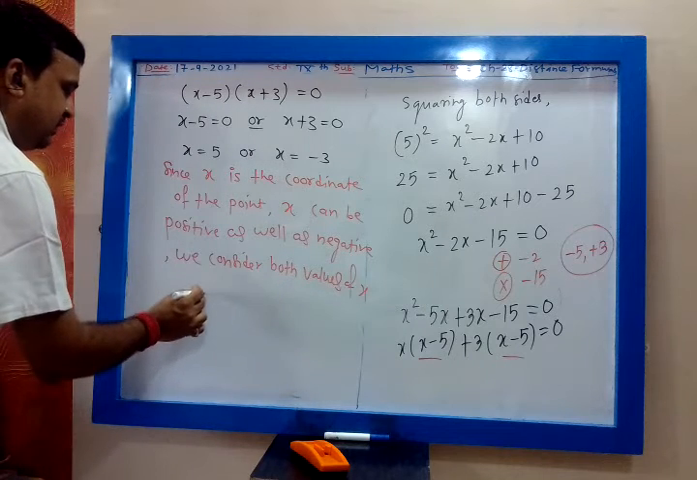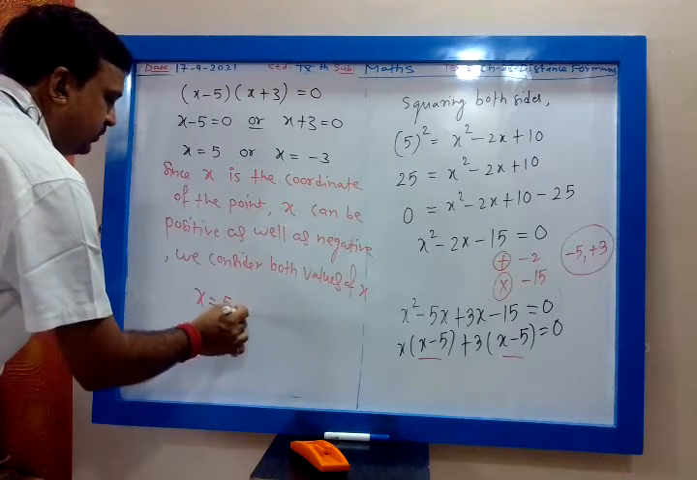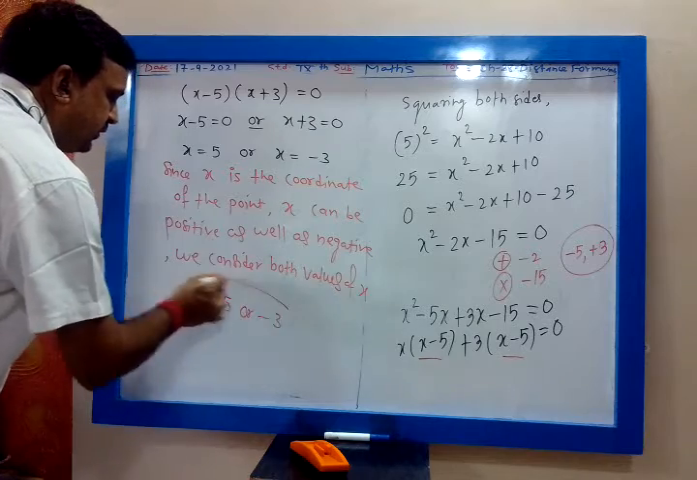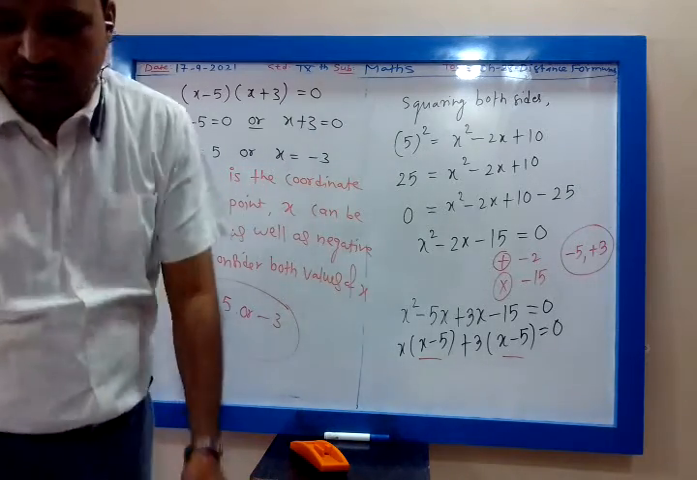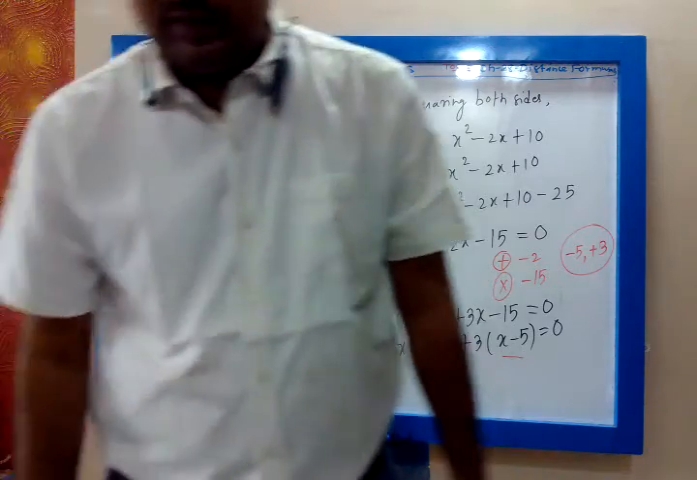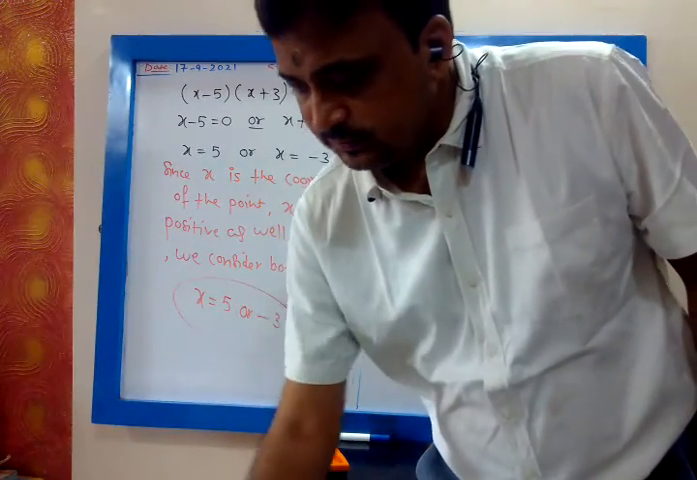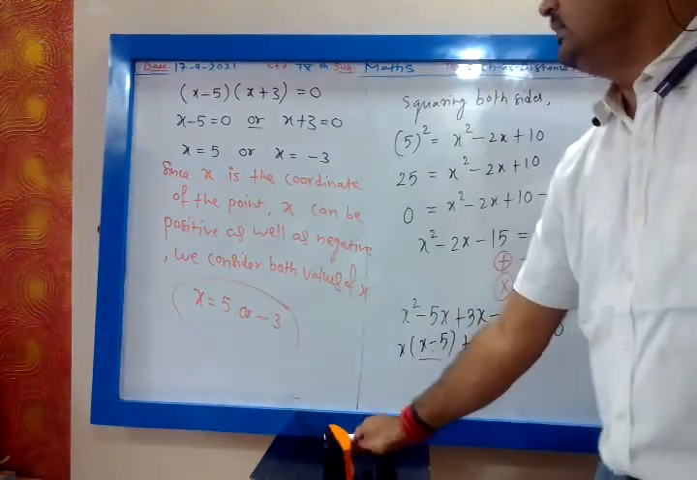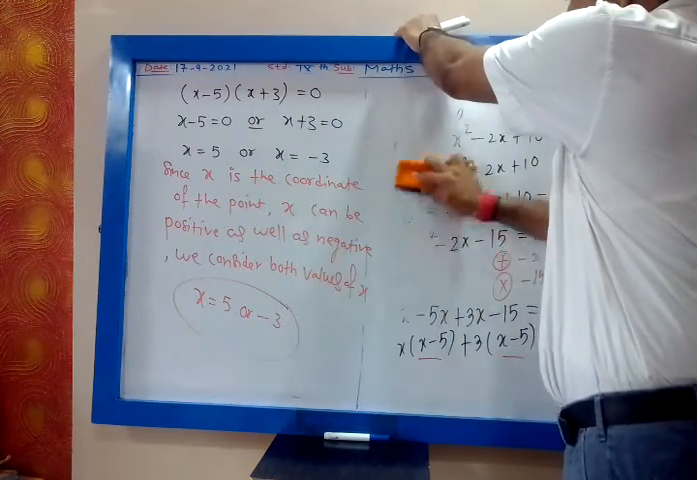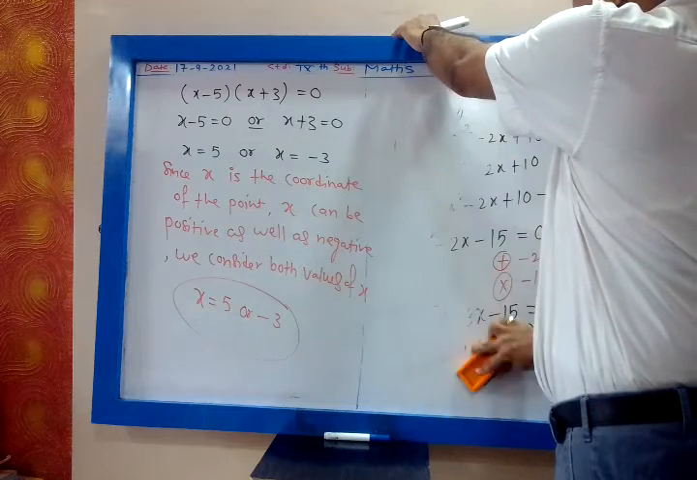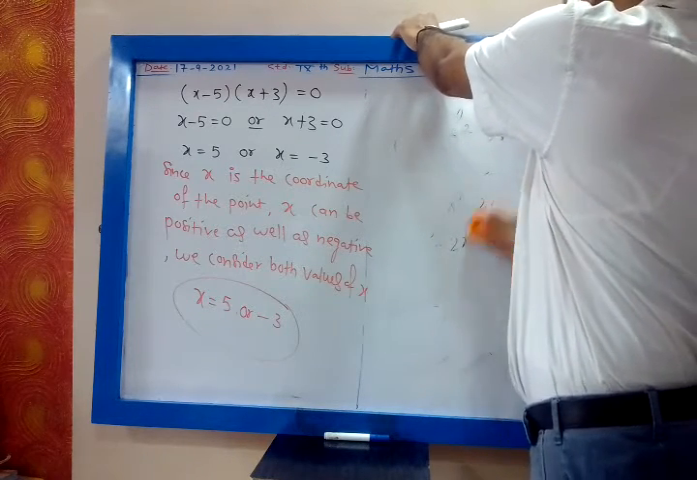So finally the value of x is 5 or minus 3. Is this clear? X is a coordinate, not the distance, so you have to observe the things minutely. Coordinates can be negative or positive. We have seen the quadrants, no?